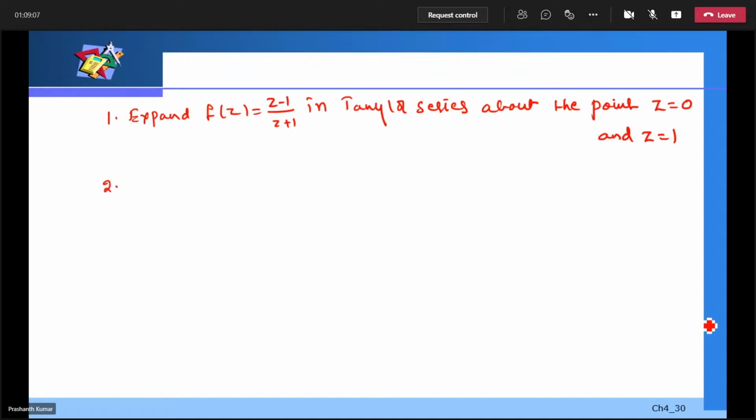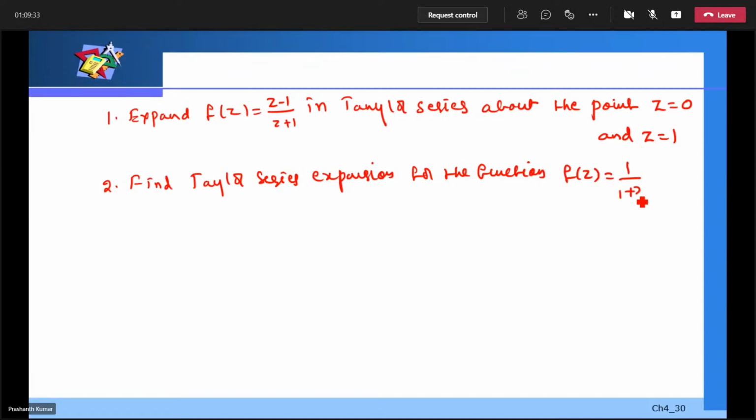The second one is, find the Taylor series expansion for the function f of z is equal to 1 by 1 plus z whole square, with center at minus i. So here you put a is equal to minus i.